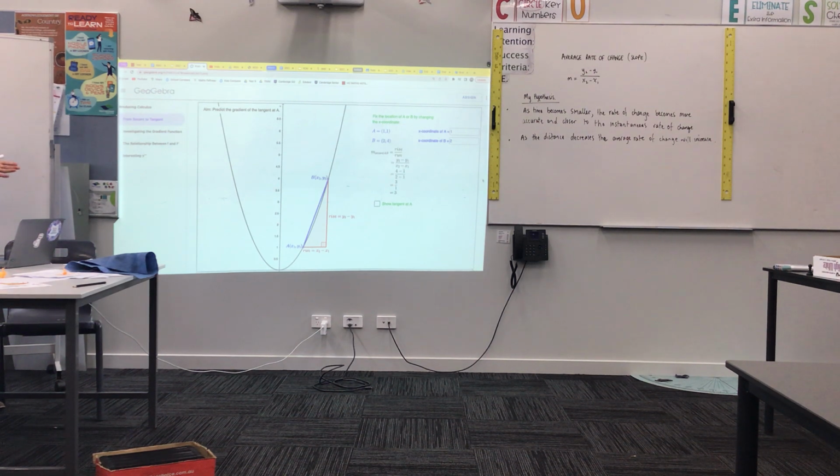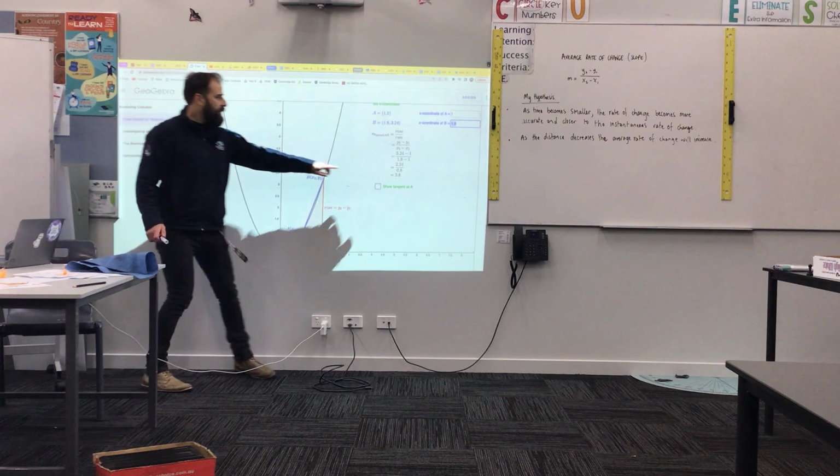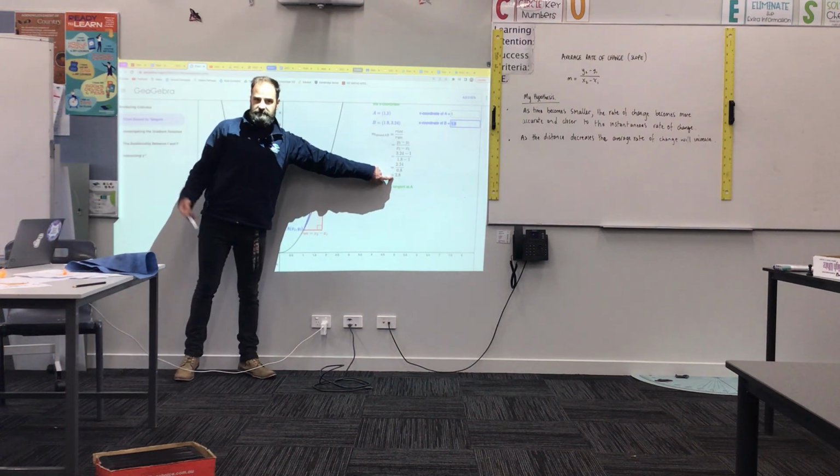Let's say I'm going to make B equal the point 1.8. What do you predict will happen? Just shout it out. It'll get smaller. How come? All right, it's closer together, so it's not going up so far. Can you read out what happened to the gradient? It got smaller. It's 2.8. It's getting a little bit flatter.